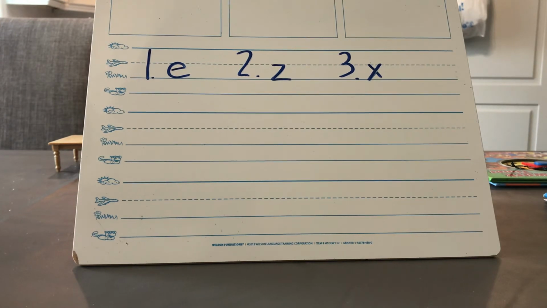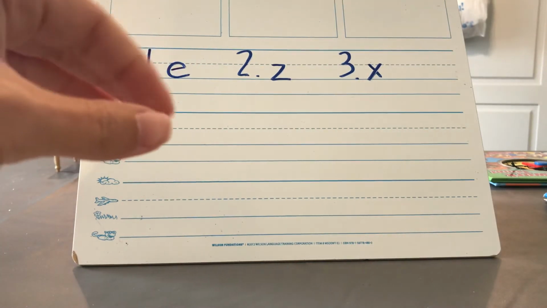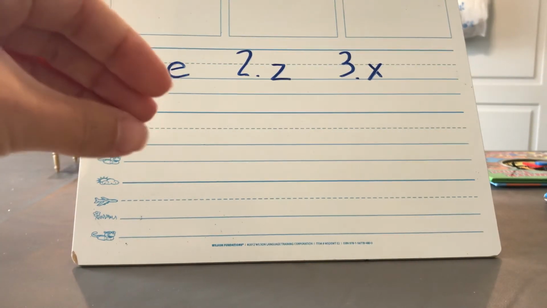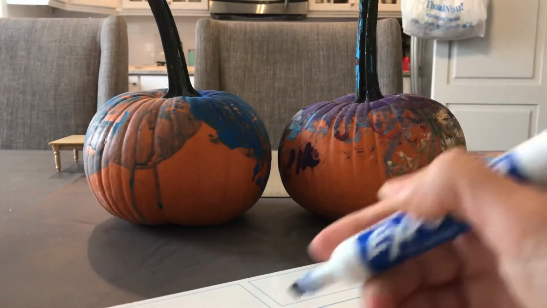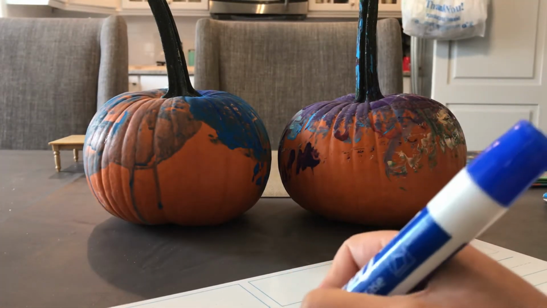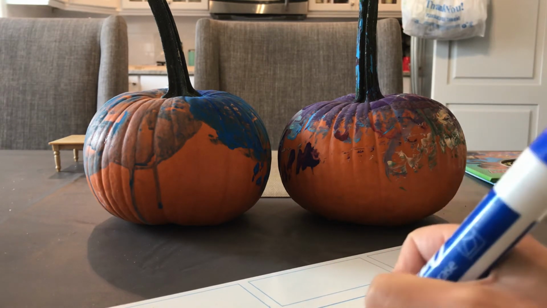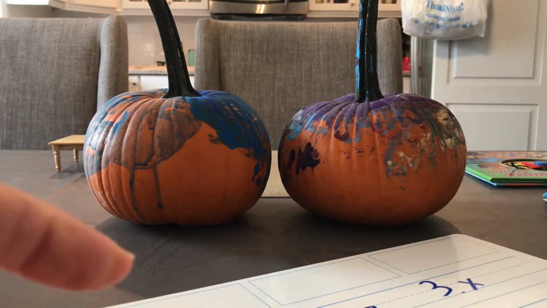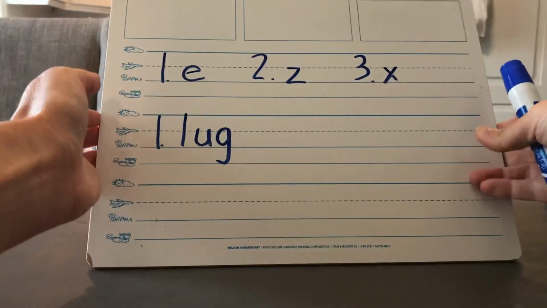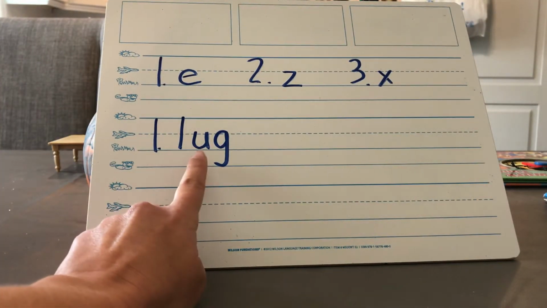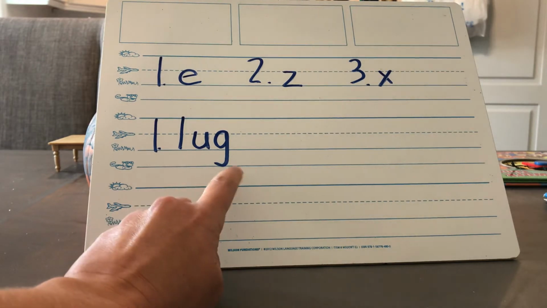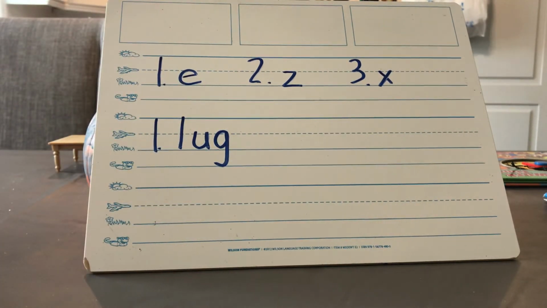Lug. Say lug. Elbows up. Let's tap. L-U-G. Lug. Okay, time to write lug. You write yours as I write mine. L, U, G. You can say the sounds like I do. You should have what I have. L-U-G, lug.